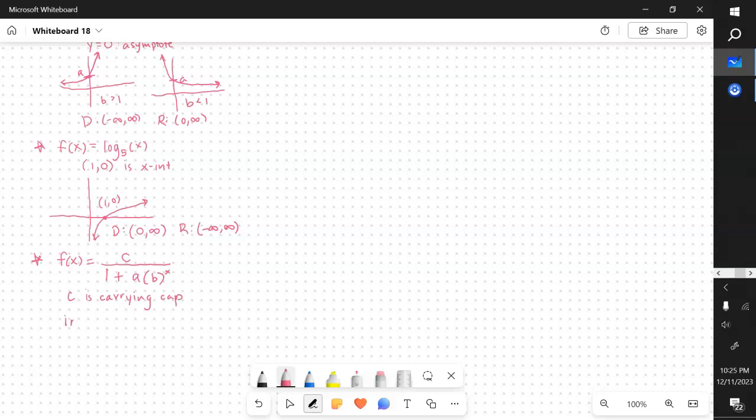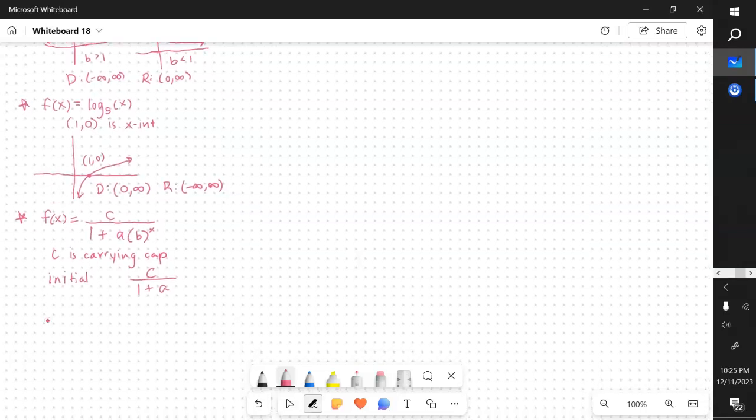The initial value would be C over 1 plus A. If I tell you the initial value, you have to do some math to figure out what the C and the A are. B is a growth rate for this population.